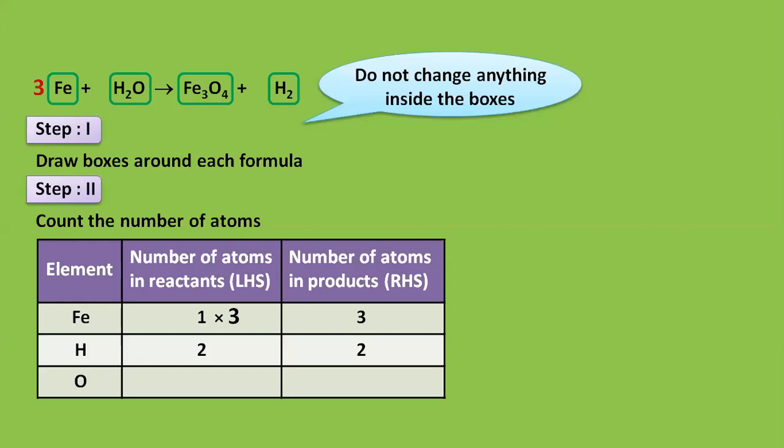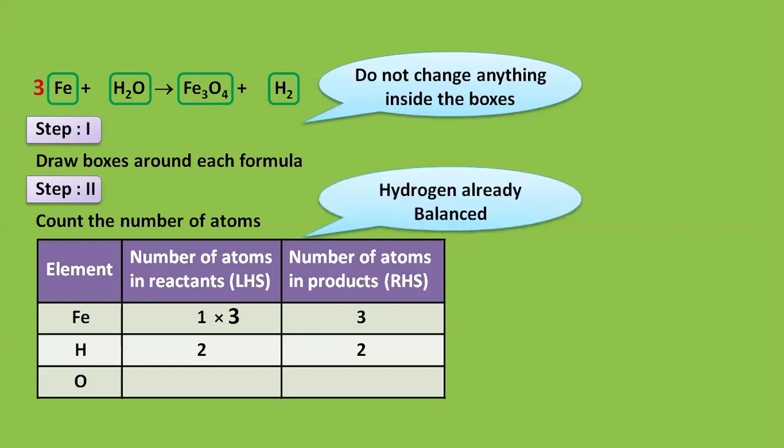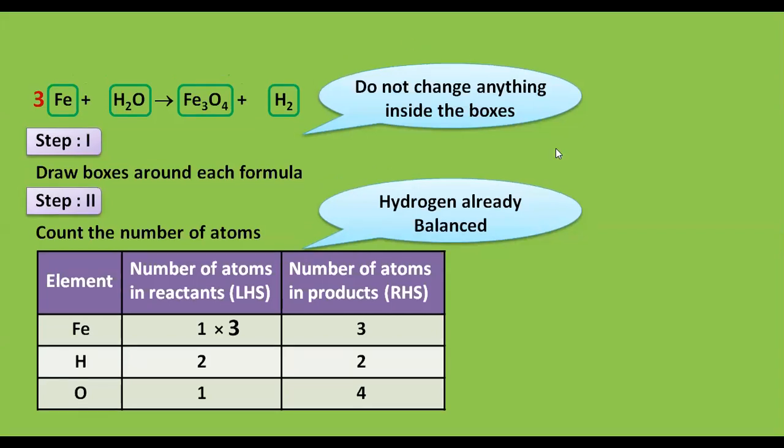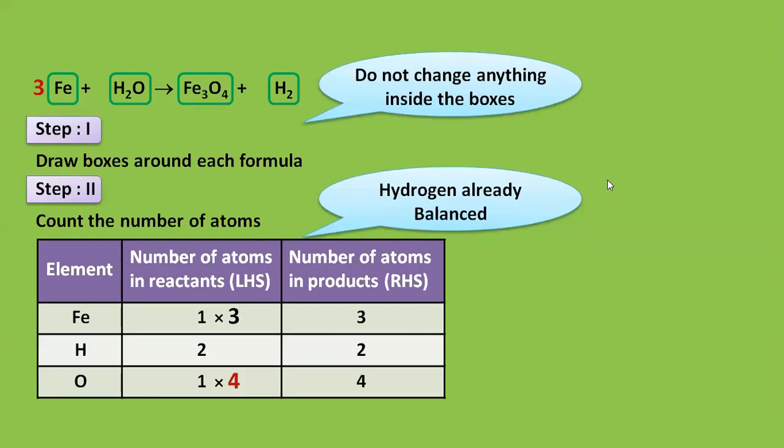Which is the next element here? Oxygen. So what are we going to see for oxygen? How many oxygen do we have on the left hand side? I think you are able to understand when I say left hand side and right hand side. On the left hand side, the number of oxygen atoms I am having is 1 and on the right hand side I am having 4. Now how are you going to balance this? Come on, tell me. Yes, for those who are saying we're going to multiply, very good. I am going to multiply it by 4 on the left hand side.